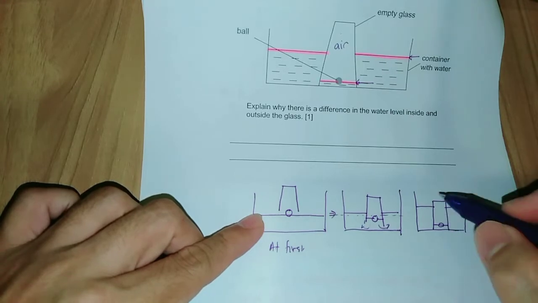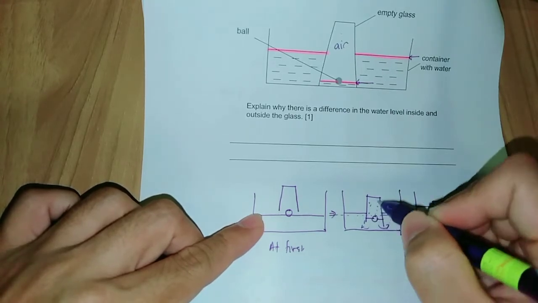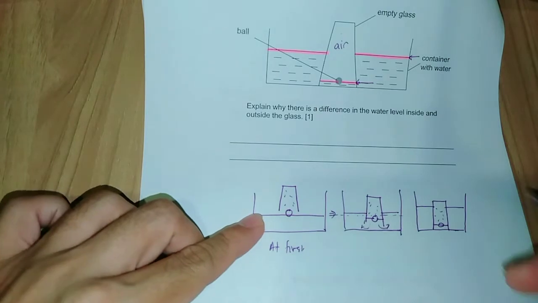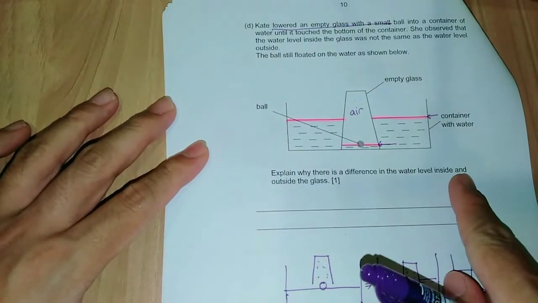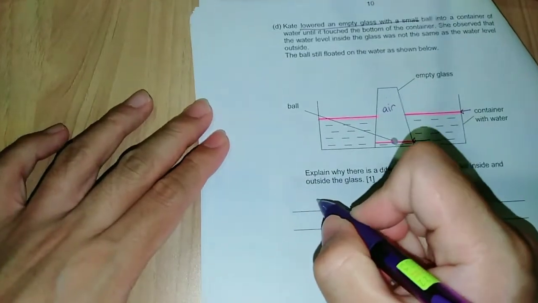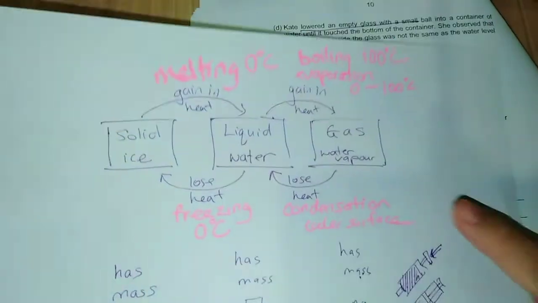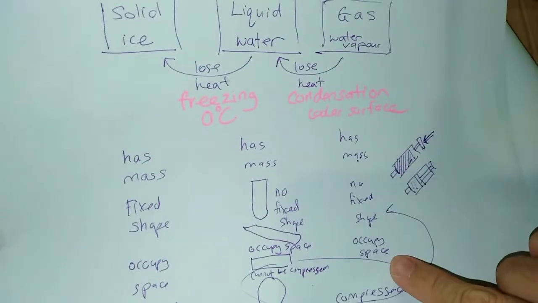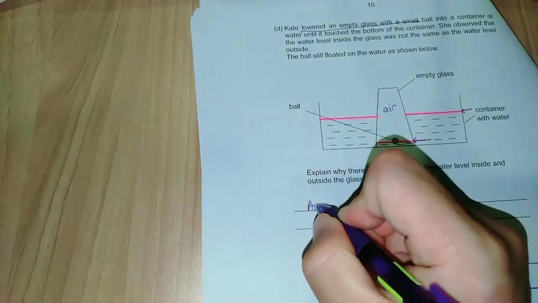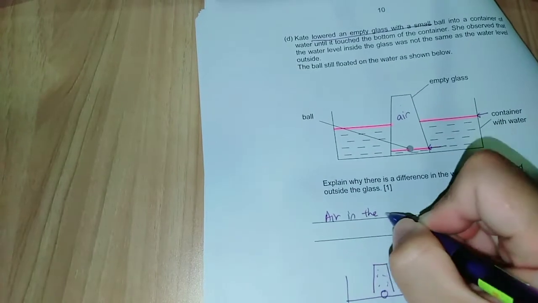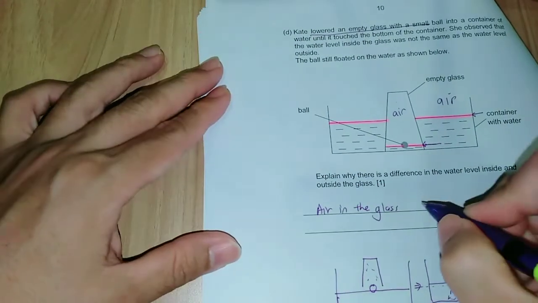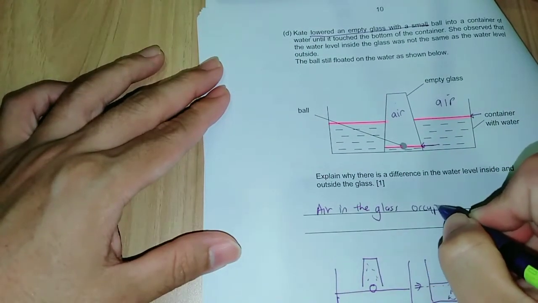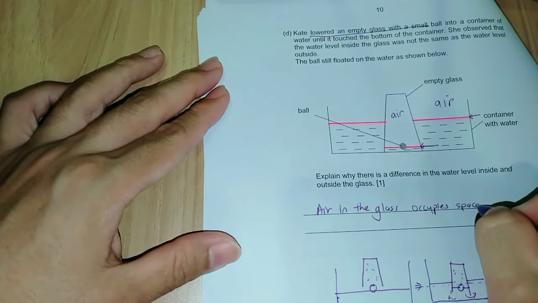So air is actually inside this. It's air inside, and air occupies the space in the glass. So why is there a difference in the water level inside and outside the glass? We are going back to this property about gases occupying space. So, air in the glass. You have to specify where's the air, because air is also outside the glass. So which air are you talking about? And the glass occupies space.